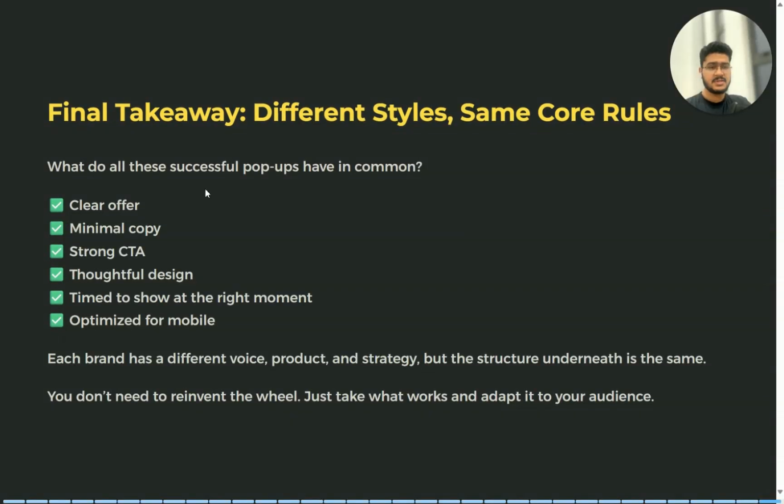So if you see, they all had different styles, same core rules. What do all these successful pop-up forms have in common? They have a clear offer, minimal copy, strong CTAs, thoughtful designs, time to show at the right moment, and optimized for mobile.